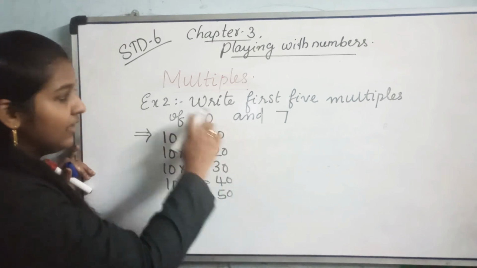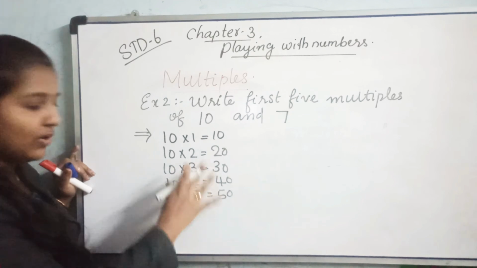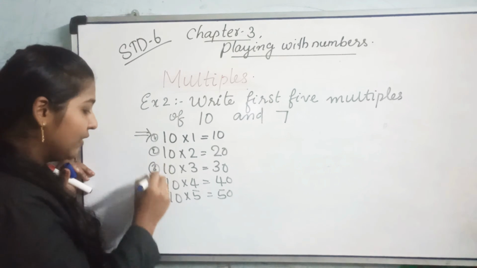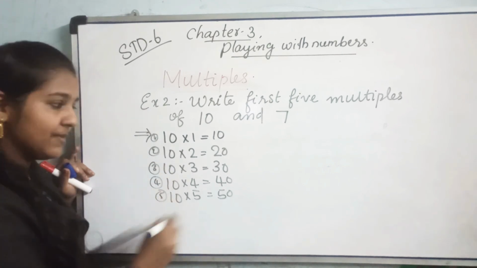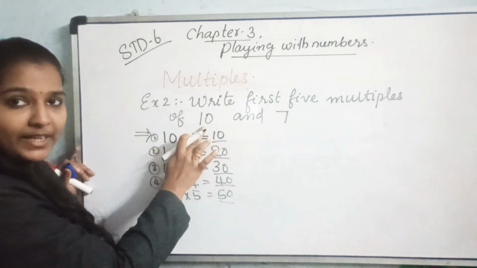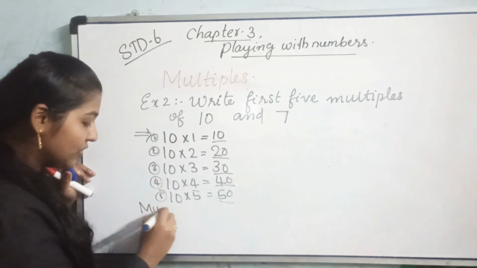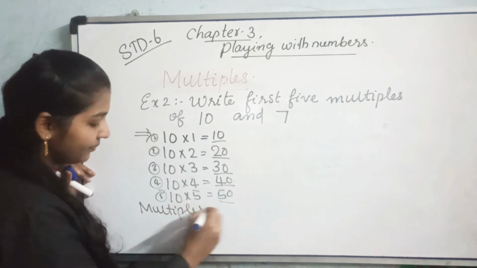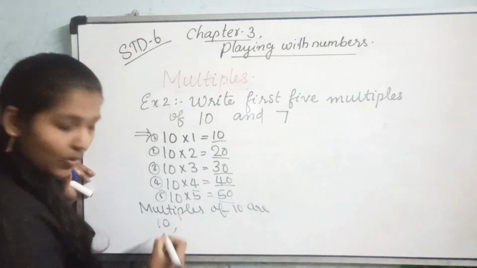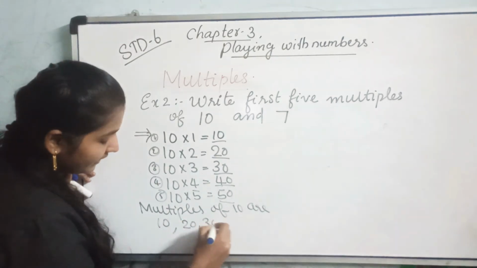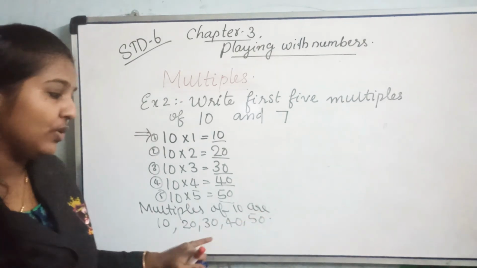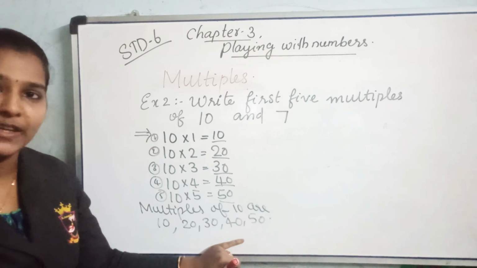In this question, the first 5 multiples are asked, so I am writing only up to 5, that is 1, 2, 3, 4, 5. 5 multiples we got. So these products are the multiples of the number 10. So you can write multiples of 10 are 10, 20, 30, 40, 50. So we found the first 5 multiples.